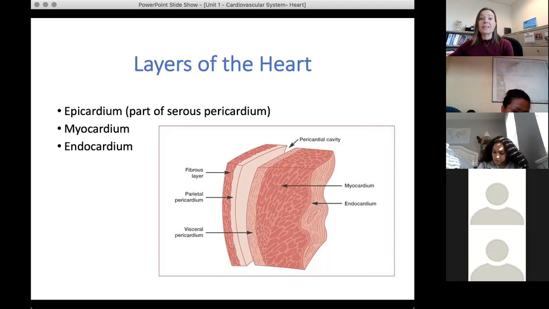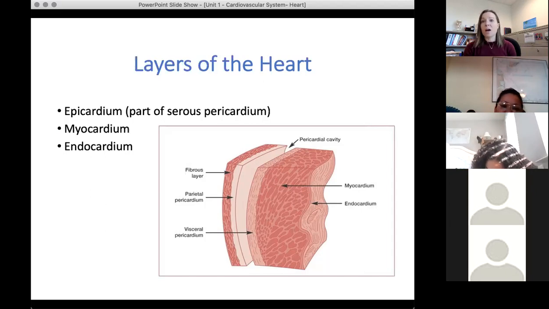Then next is the myocardium, which is the very thick, you can see how thick it is here, a very thick middle layer, which is composed of cardiac muscle tissue.